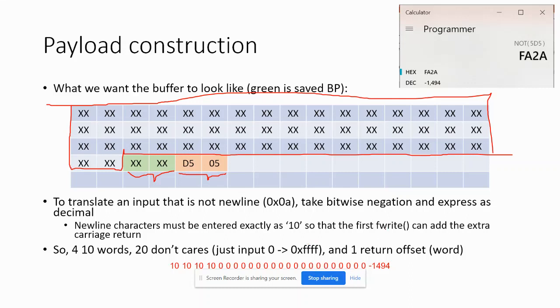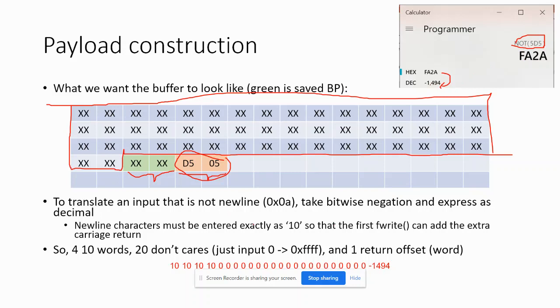What we're going to do is take the value, and then we're going to do an inversion. So as you can see, that's what we're doing here, and then conversion to the decimal. So if you do this in the calculator, you can just use the decimal field here to see what you're going to write. So in this case, we're returning to 5d5. This is the word, or the last word, and then what's going to happen is we're going to invert this and then get -1494, as you see here.